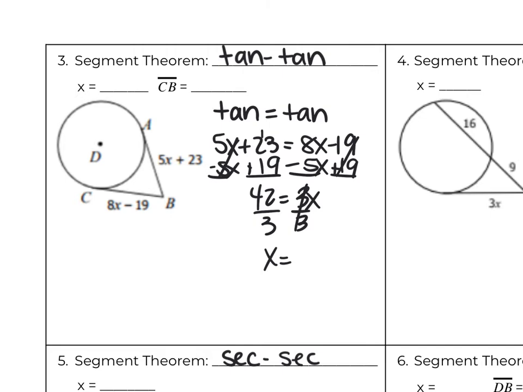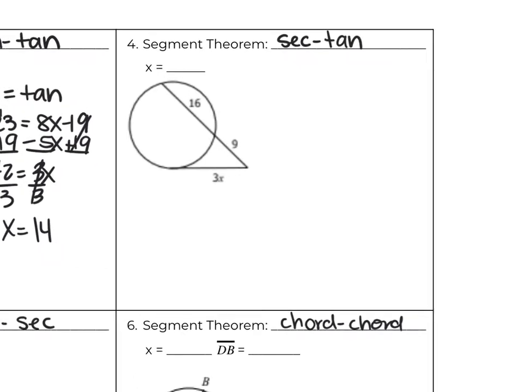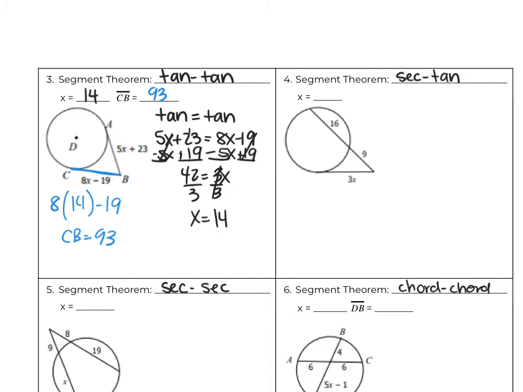Okay, what did we get for x? 14. Good. And just a quick reminder, quiz or test, you'll get like a point here, point here, point here. Okay? So try to be careful there. So if x is 14, they wanted CB, so I need to plug in here. So Blaze, what you got? 93. So CB equals 93. Everyone agree? Get the same? Good.